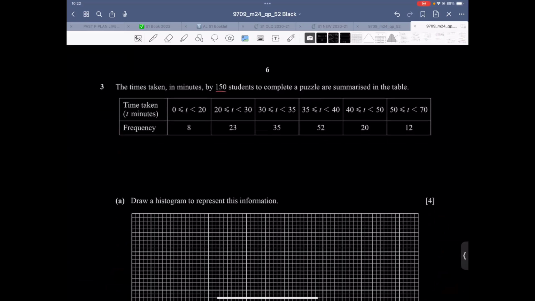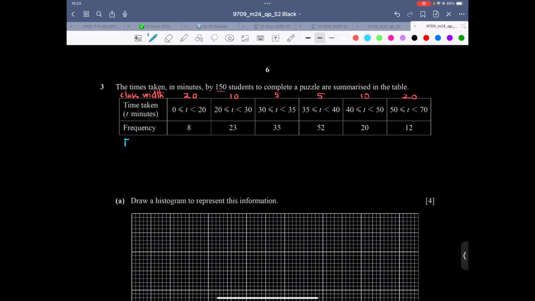So now we are interested in histogram. The very first thing that we should focus on, that is the class width. And even before that, are these boundaries? Yes, they are boundaries. It's ending at one number, starting from the other number. Yes, it's boundaries. So just do the subtraction. So this is 20, this is 10, this is 5, this is 5, this is 10, this is 20.